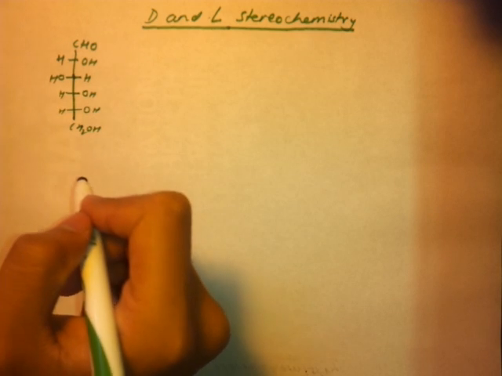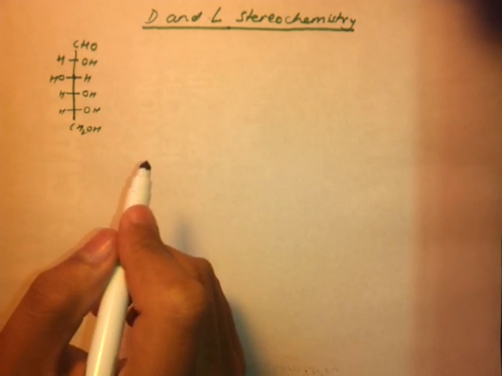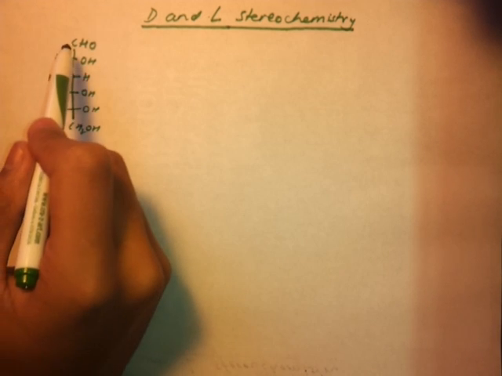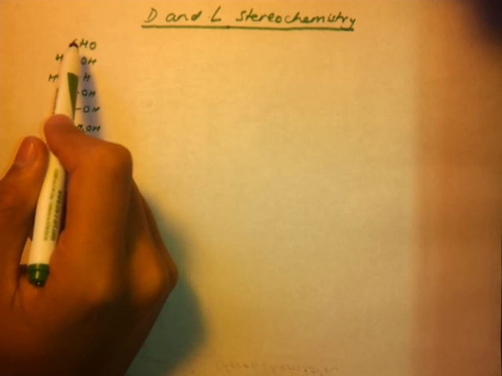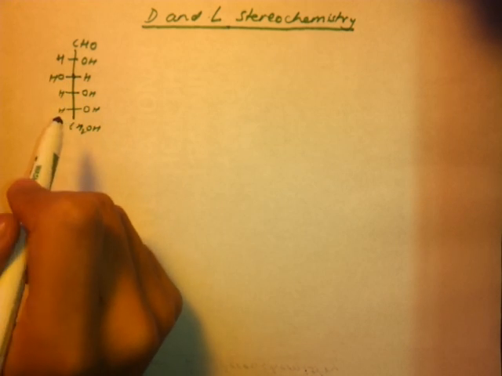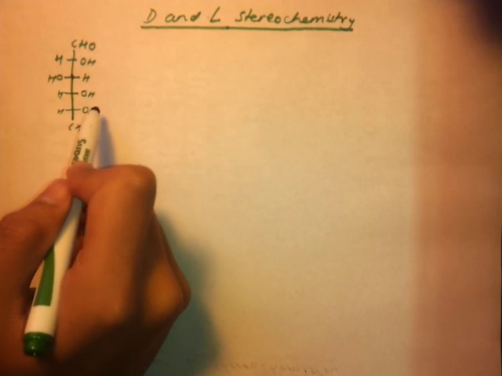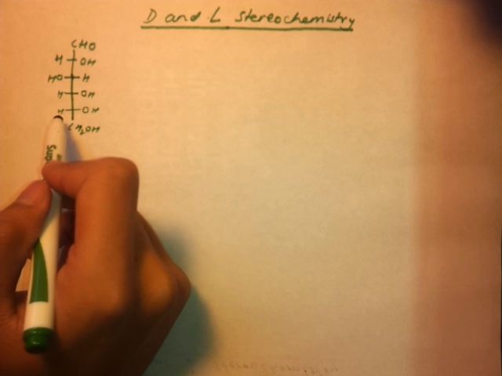So this is glucose in Fischer projection, and to classify if it is D or L, the most oxidized carbon, in this case the aldehyde carbon, has to be on the top. Then our last chiral center in this molecule is this carbon, and if this OH is to the right, this should be a D compound. If this OH was to the left, this should be an L compound. It's as simple as that. So this would be a D glucose.